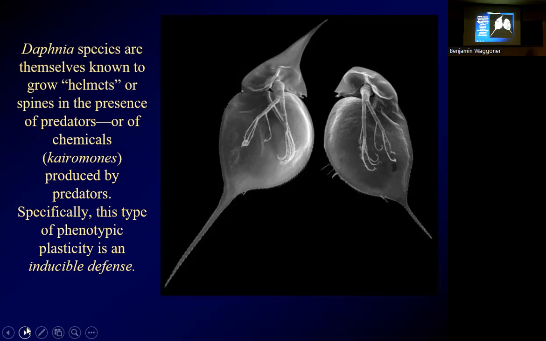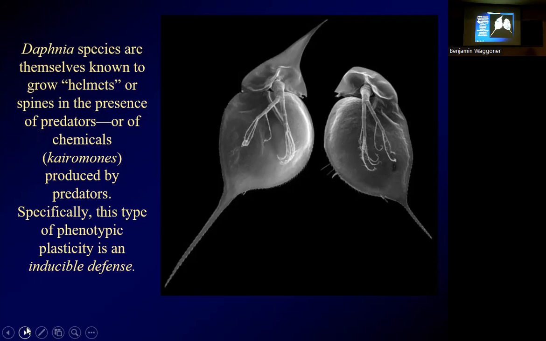Anyway, Daphnia, the common name is water flea. They look like little bouncing dots when seen with the naked eye. They're very common in freshwater and an important link in the food chain. And on the right is a fairly normal Daphnia under the scanning electron microscope. On the left is a Daphnia that's been grown in the presence of predators, and that Daphnia has sprouted a helmet.